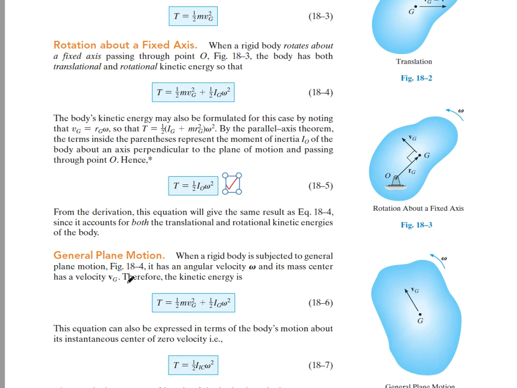And then if we have general planar motion, there's the earlier equation 18.2. It's repeated here. So kinetic energy of the center of mass, and then kinetic energy of the rotation of the body, half of the centroidal mass moment of inertia times omega squared.